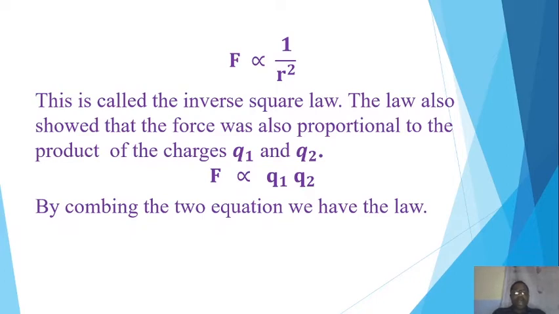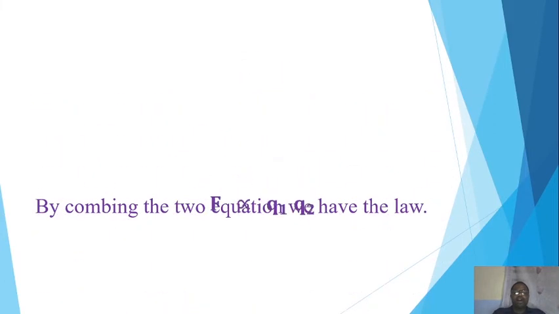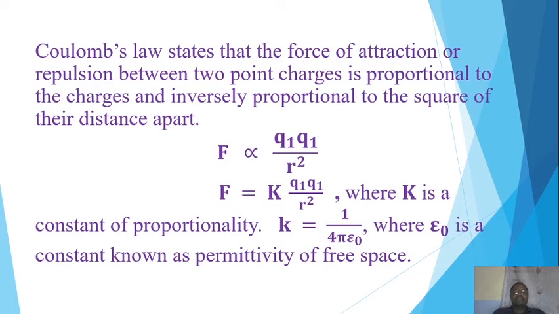So by combining the two equations, we have two proportionalities. When we combine them, we get what we call Coulomb's law. The law states that the force of attraction or repulsion between two point charges is directly proportional to the product of the charges and inversely proportional to the square of their distance apart. So the force is proportional to Q1 Q2 and inversely proportional to R square.